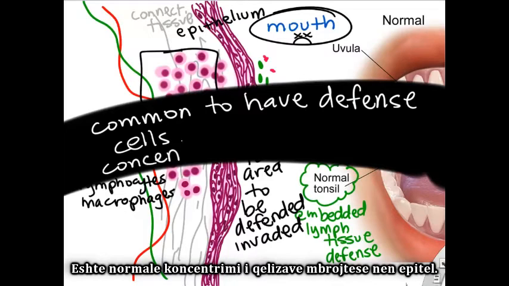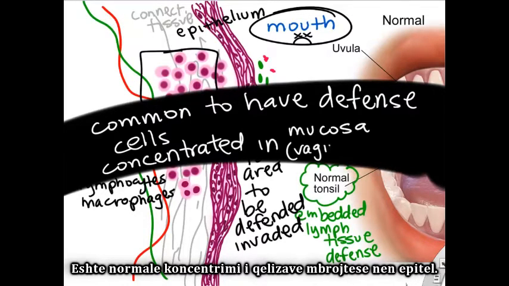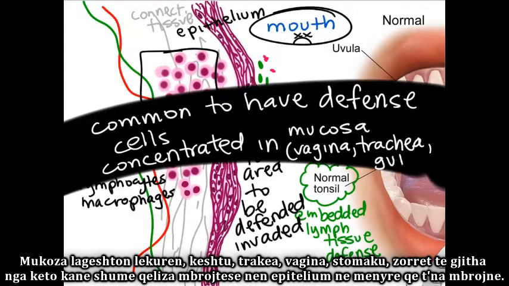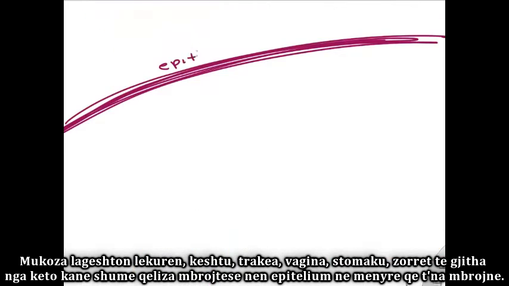So it's common to have our defense cells concentrated really underneath epithelia. Remember, mucosa is really just like moist skin. So your trachea, your vagina, your guts, your intestines all have lots and lots of defense cells right underneath that epithelium to defend you.